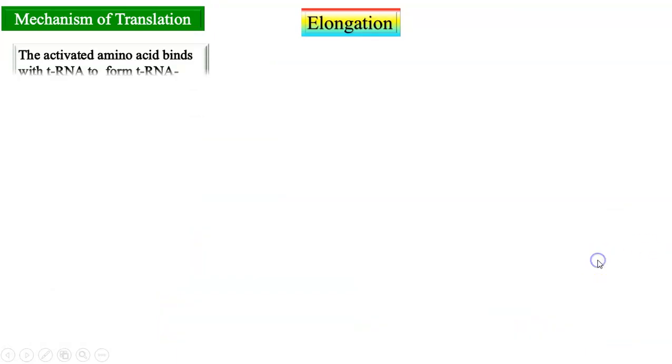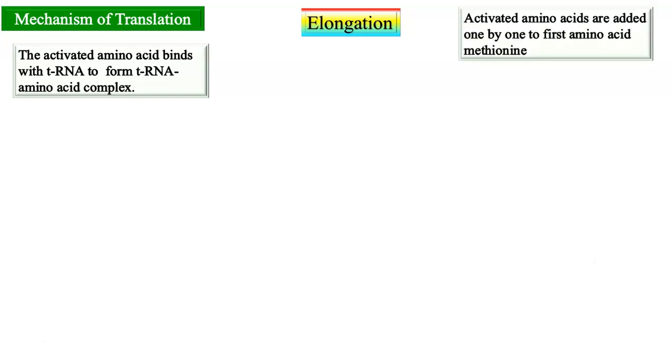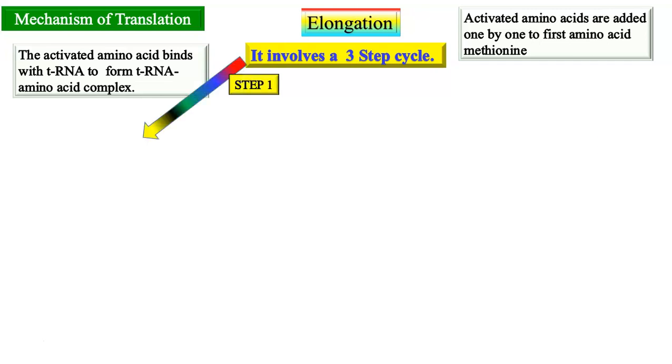The next step is elongation. The activated amino acids bind with the transfer RNA to form the transfer RNA amino acyl complex, and that complex comes to the ribosome, and that way activated amino acids are added one by one to the first one which is already there on the ribosome, the methionine. To this amino acid, the further brought amino acids get connected. It involves a three-step cycle. These three steps will occur in a cyclic manner. Step 1.